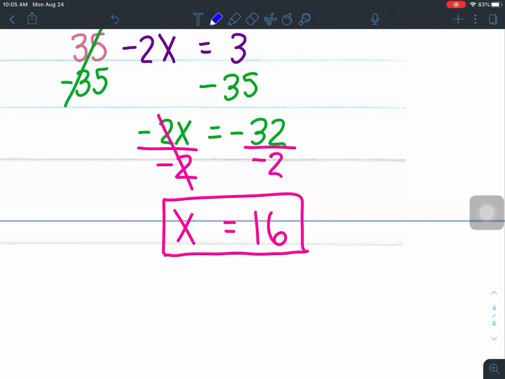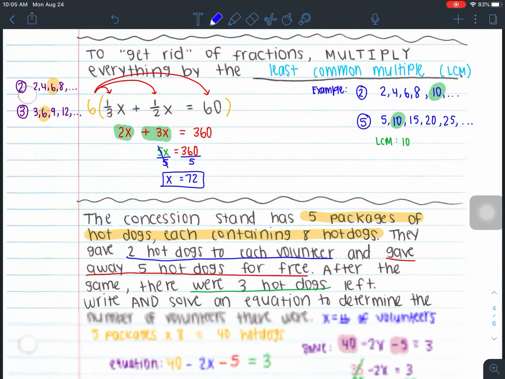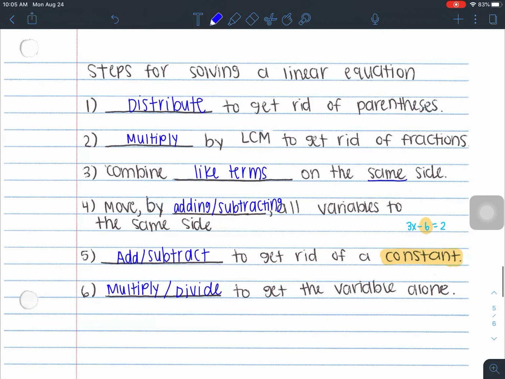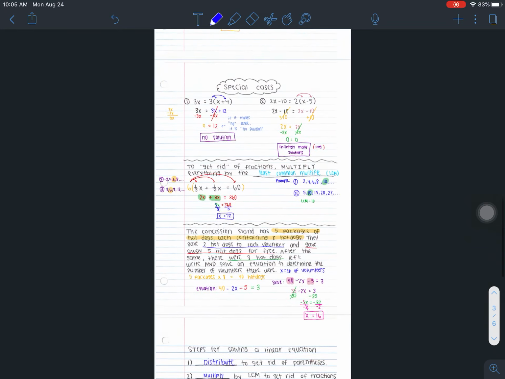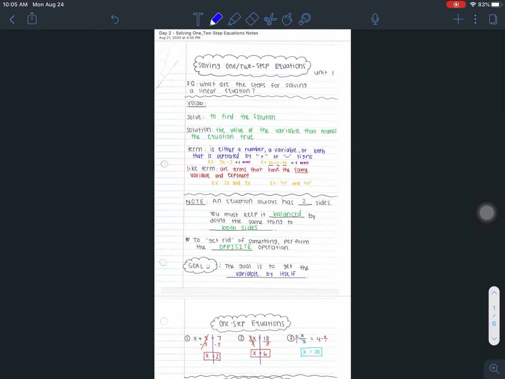If you notice, usually we're dividing at the very end to get that variable by itself because we divide by -2. Here we divided by 5. So typically multiplying and dividing is usually your last step. Usually, not always. So these are the notes for solving 1 and 2 step equations. I know I went super in depth, but I like to explain, so sorry about that.